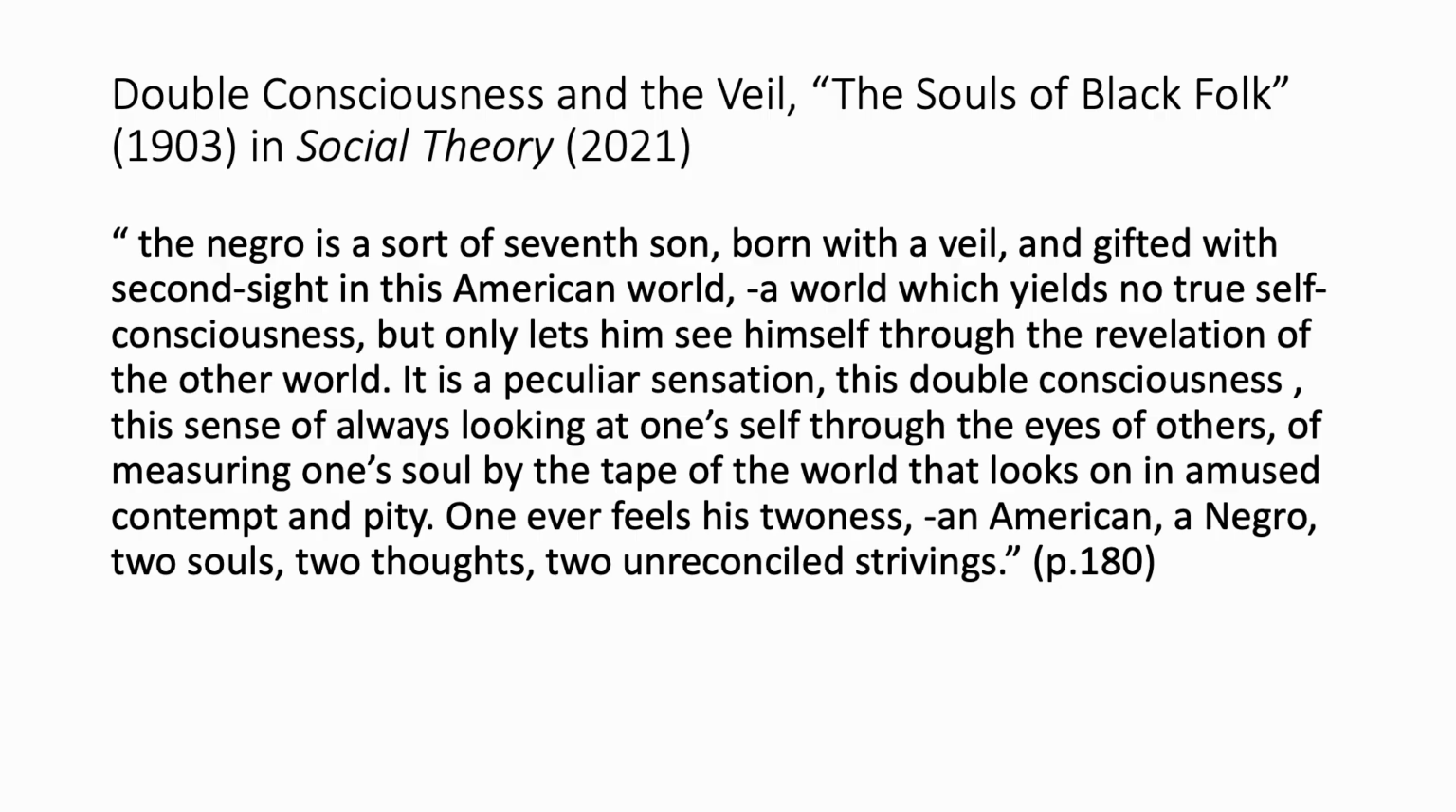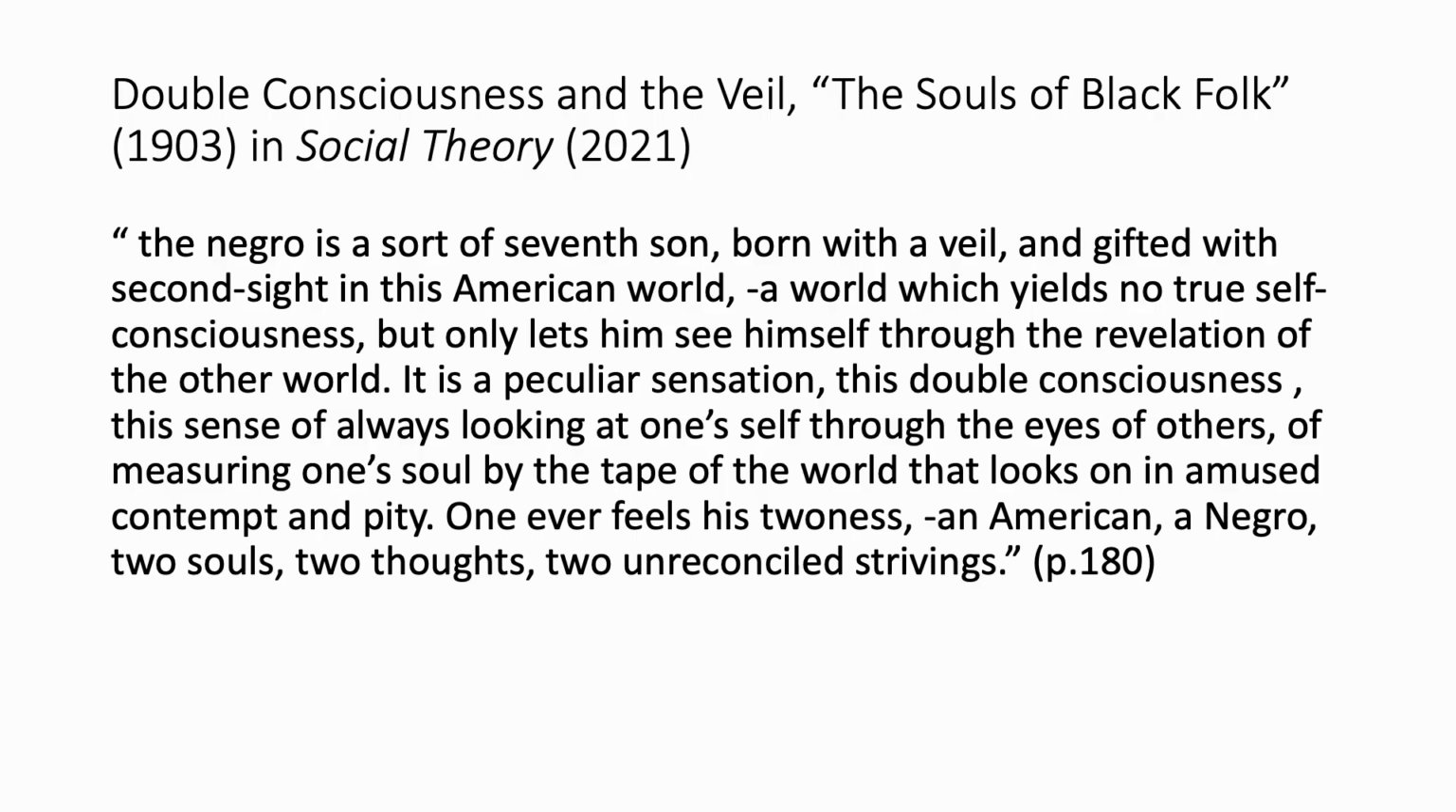This excerpt is from the Souls of Black Folk. It is folk, not folks, as is in your textbook. I double-checked that. And this is a very, very important concept that gets used by many different thinkers of double consciousness. So he writes, the Negro is a sort of seventh son, born with a veil and gifted with second sight in this American world. A world which yields no true self-consciousness, but only lets him see himself through the revelation of the other world. So he's using very poetical language about the gifts. So he's sort of presenting it in a certain way as a gift.